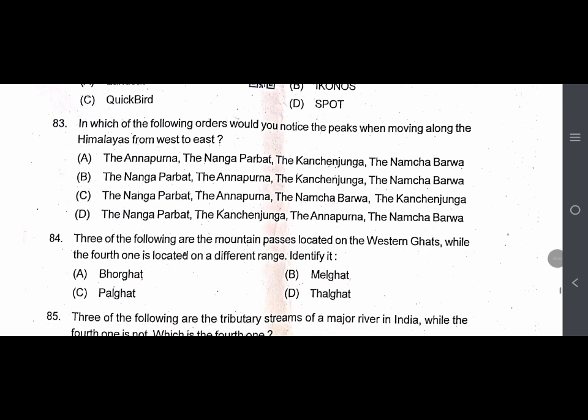83. In which of the following order would you notice the peaks when moving along the Himalayas from west to east? Okay, answer to be: the Nanga Parbat, next the Annapurna, the Kanchenjunga, next the Namcha Barwa. This is option B.